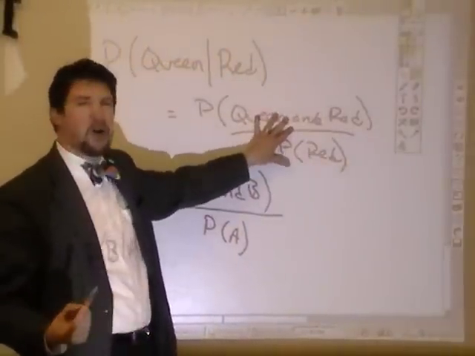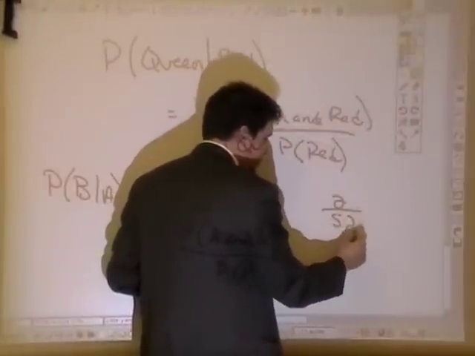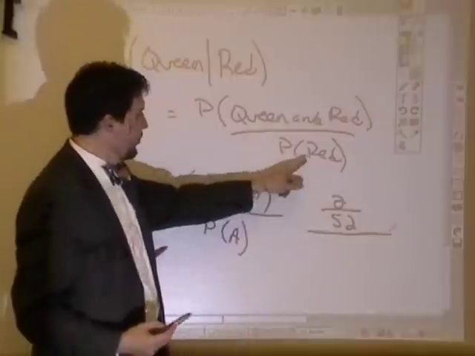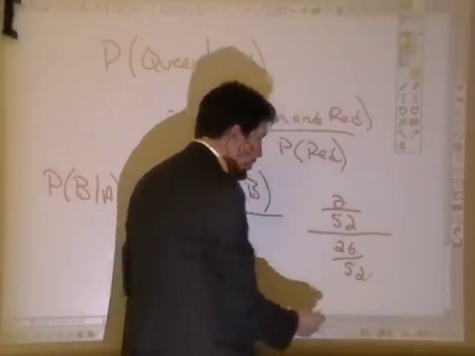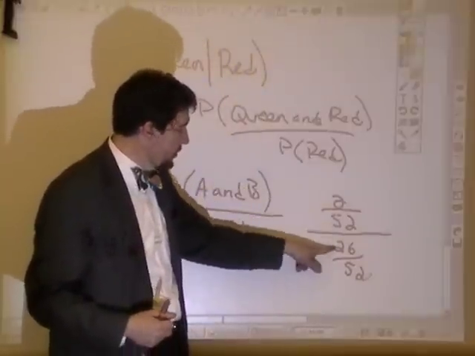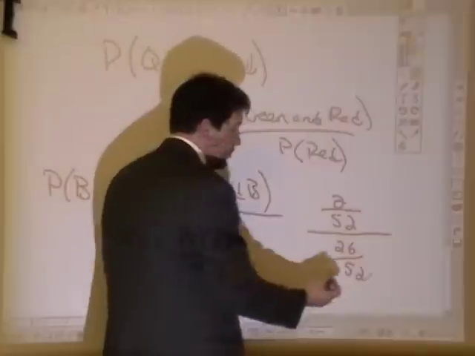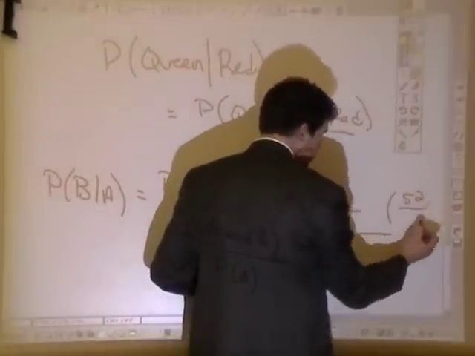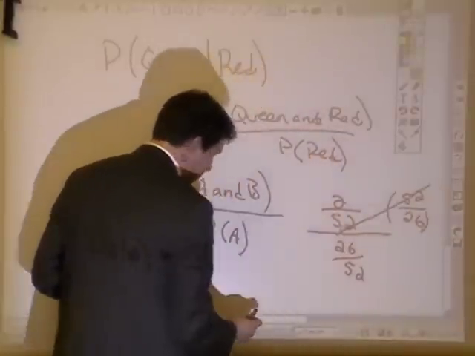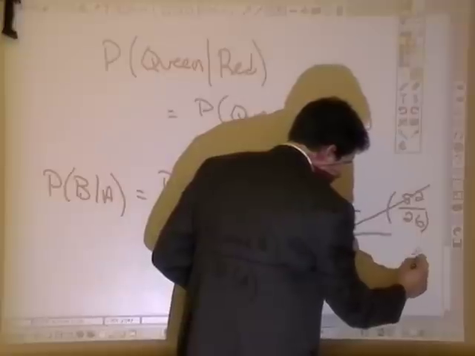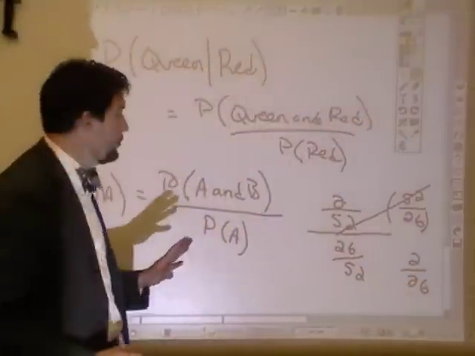The probability that a card is both queen and red: there are 2 red queens out of 52 cards. Divide by the probability of red. There are 26 out of 52 red cards. So now I've got 2 over 52 divided by 26 over 52. Dividing by a fraction is icky, so I multiply by the reciprocal, 52 over 26. The 52's cancel, and you get an answer of 2 out of 26. We leave it as 2 out of 26, not 1 out of 13, but 2 out of 26.